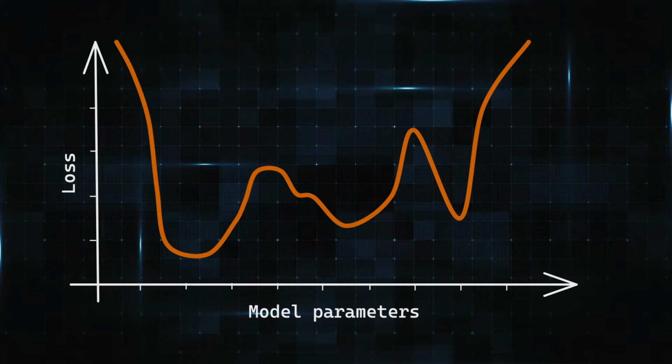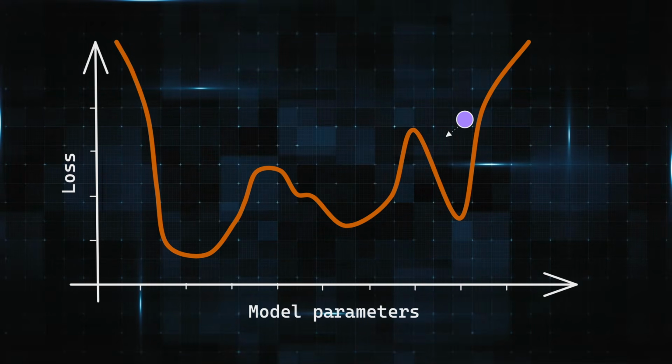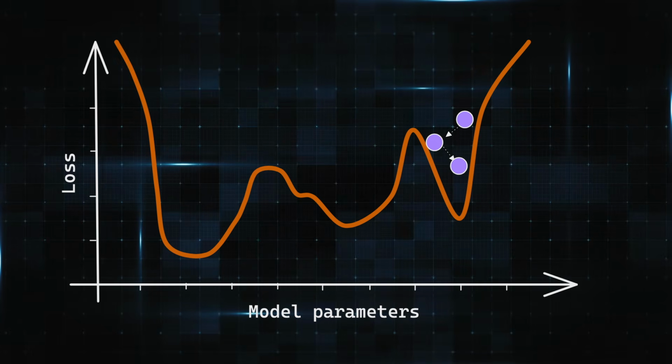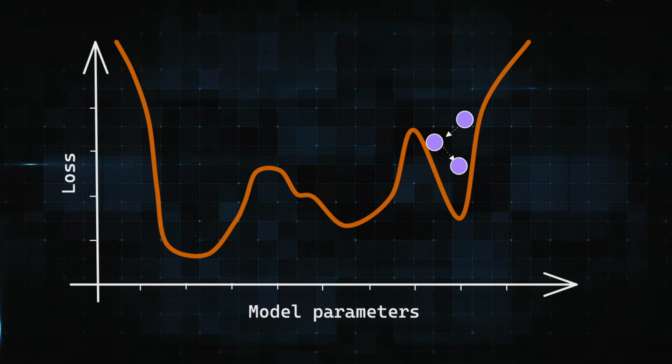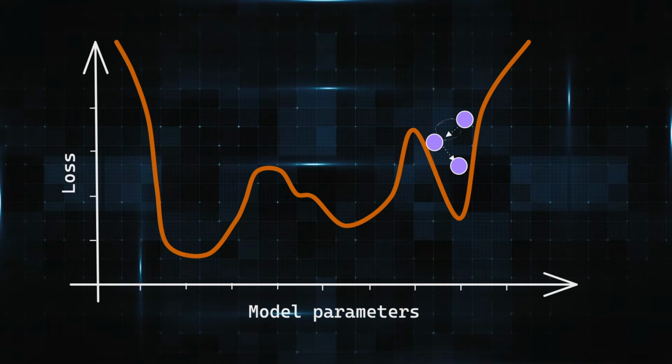So in each iteration, the neural network will adjust its parameter to take a step towards this minimum, right? Something like this, going down the hill. And it is doing that in steps. How big the steps should be is determined by the learning rate.